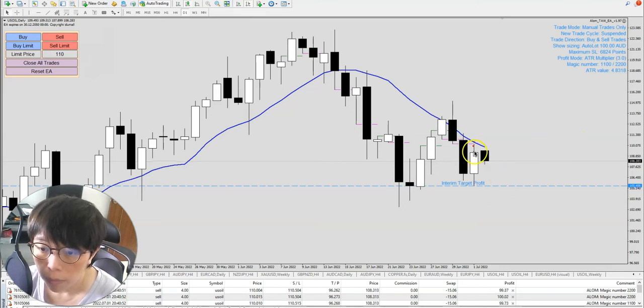So you can see that the limit order was at 110.